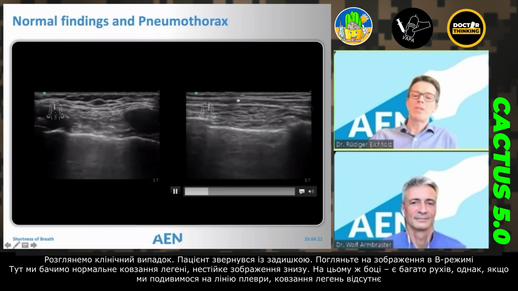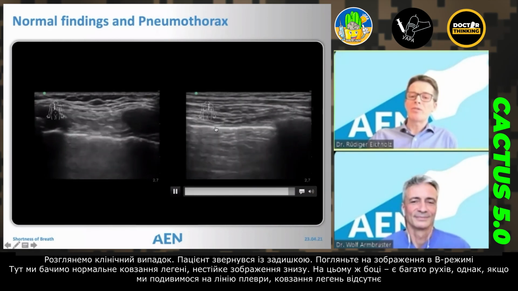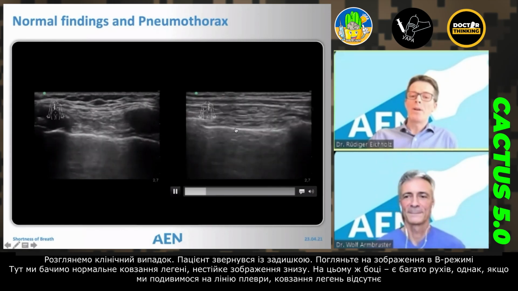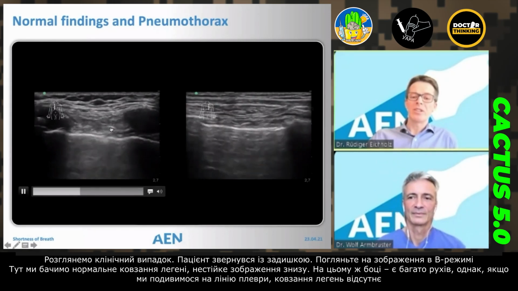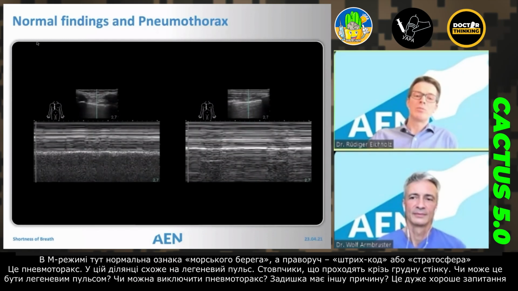And on that side, you see that there's a lot of motion. But if you look on the pleural line, there's no lung sliding like it is here. And if you look at this on the M mode, you will find a normal seashore sign here. That's normal on the right body side, so no pneumothorax there. But here you find the barcode sign, the stratosphere sign. So there is some pneumothorax here.